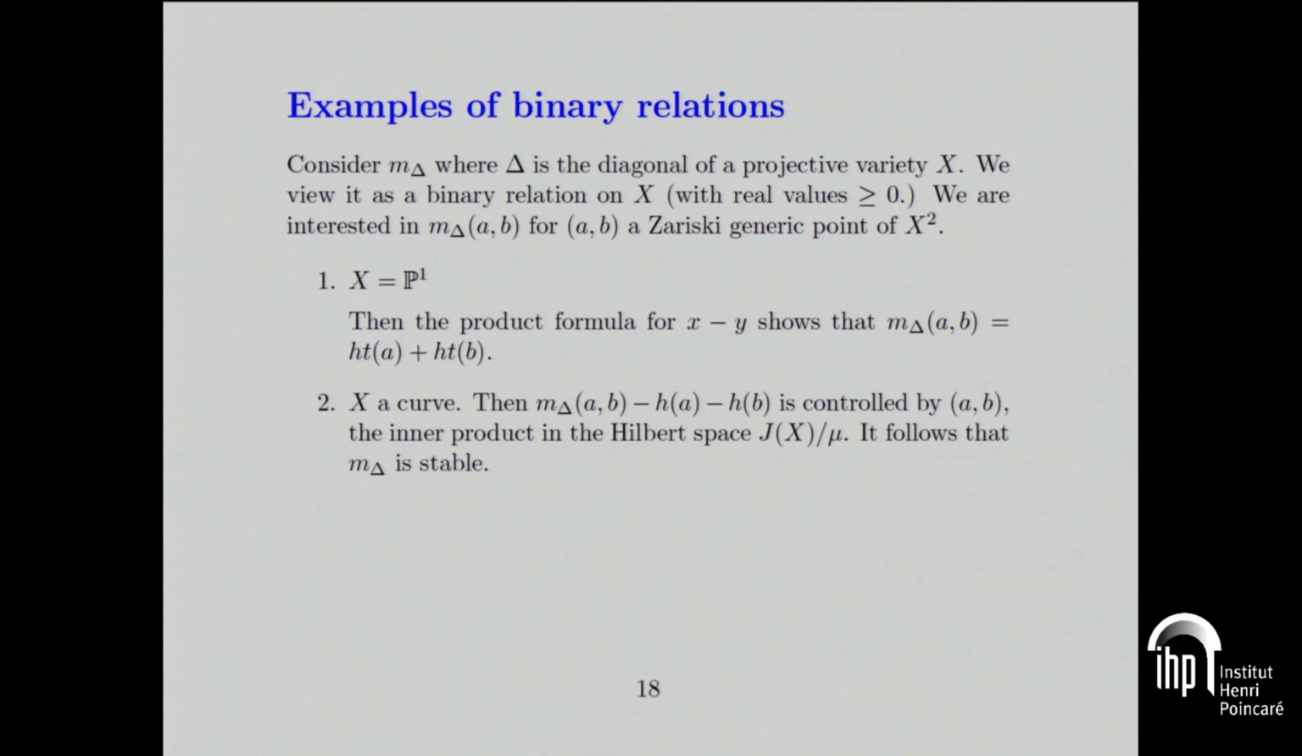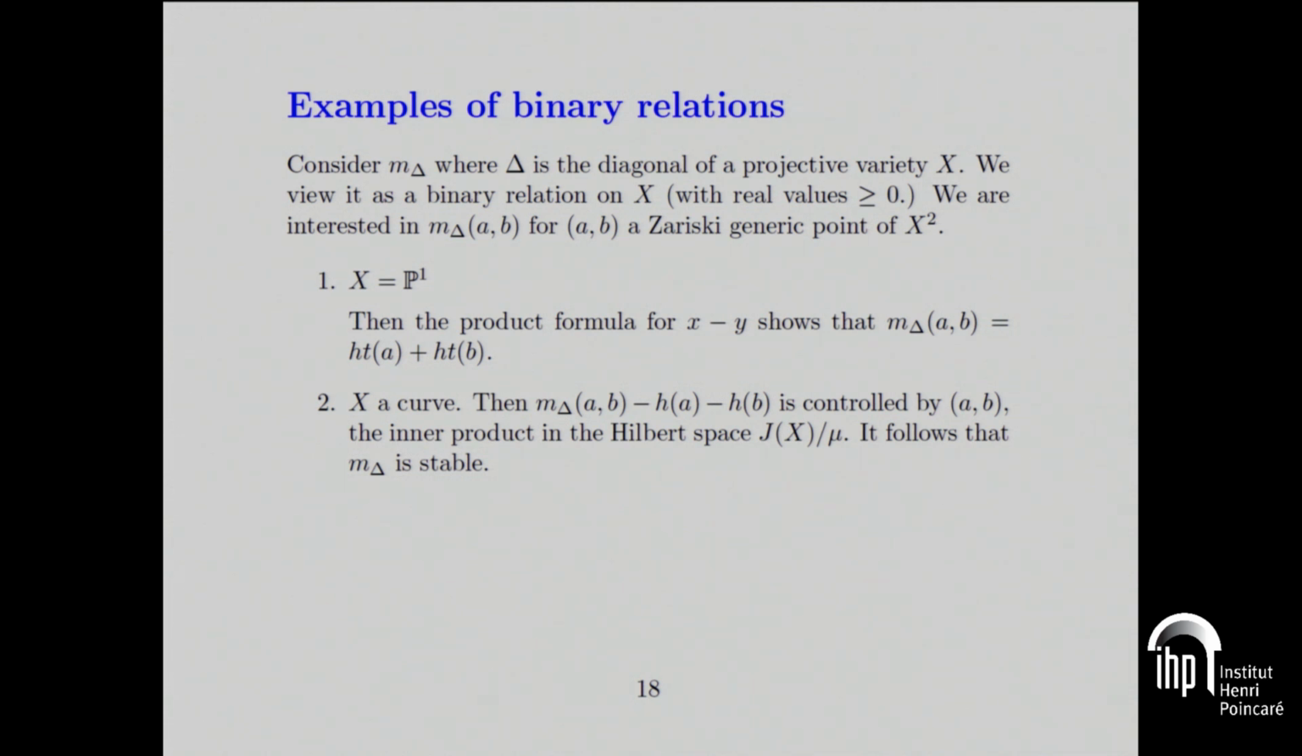You see, in that case, if you look at x minus y, the zeros of that are the diagonal, and the poles are one pole at one factor and one pole at another factor. The fact that it adds up to 0 shows you that you can compute this distance in terms of just the heights. So there's nothing new.